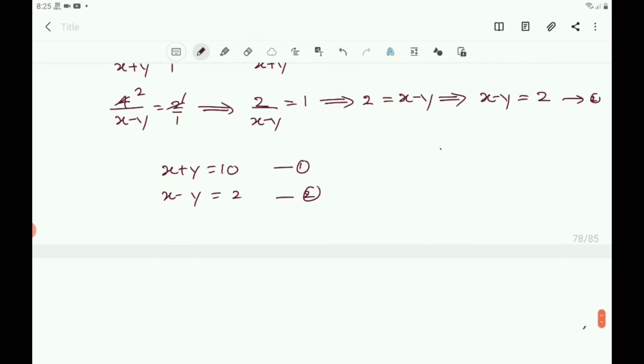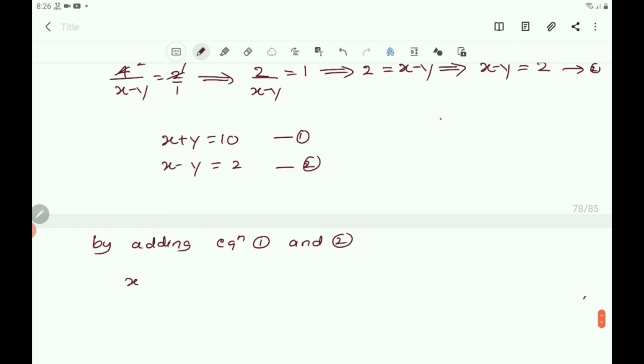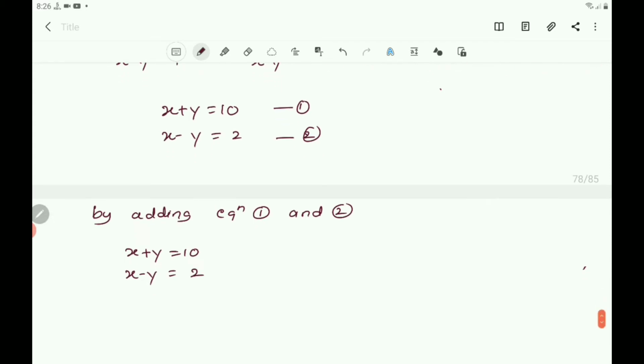So let us add them, by adding equations 1 and 2. The equations become x plus y equals 10, and x minus y equals 2.